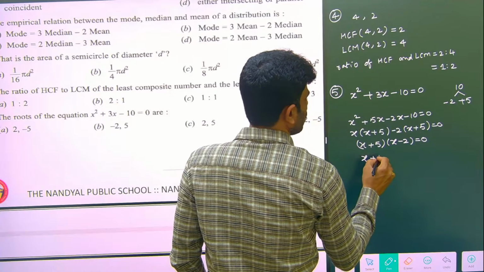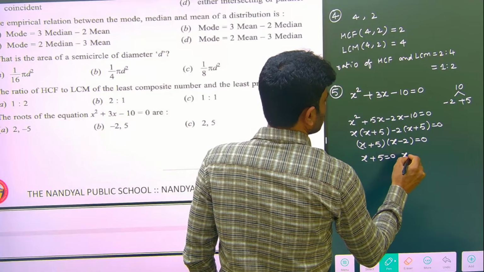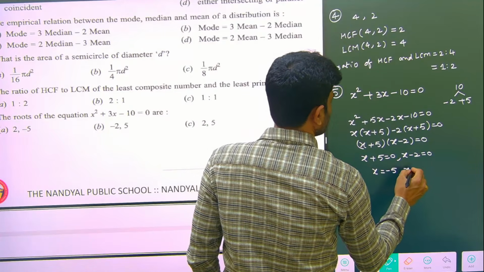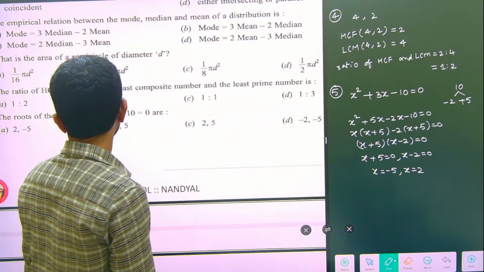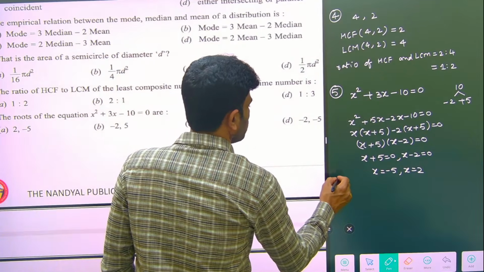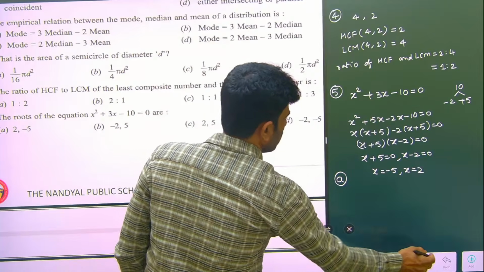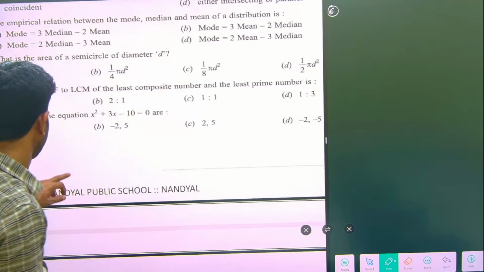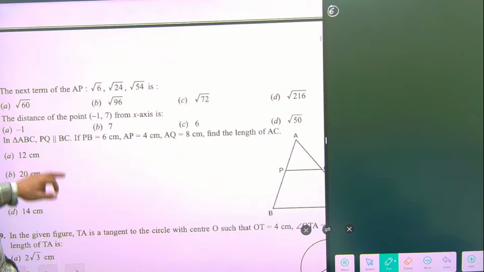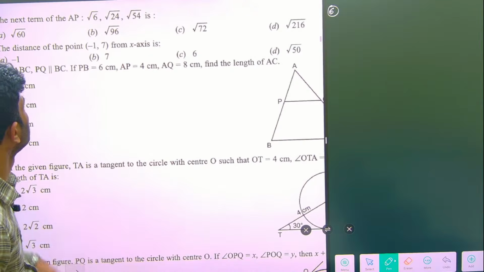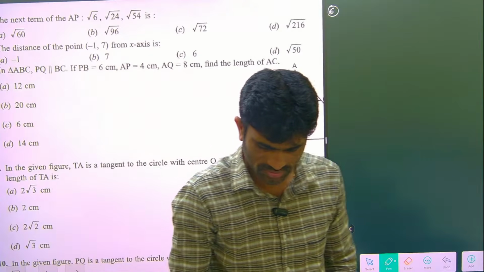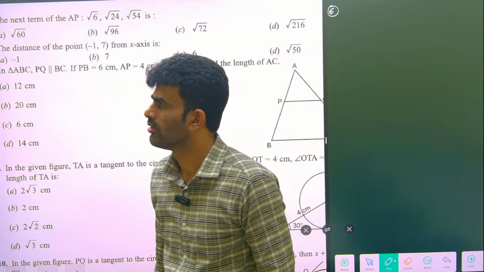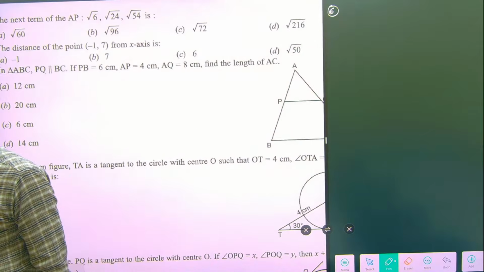So x plus 5 is equal to 0, x minus 2 is equal to 0. So x is equal to minus 5, x is equal to 2. So minus 5 and plus 2. Option A again. Question number 6. Try this question number 6.